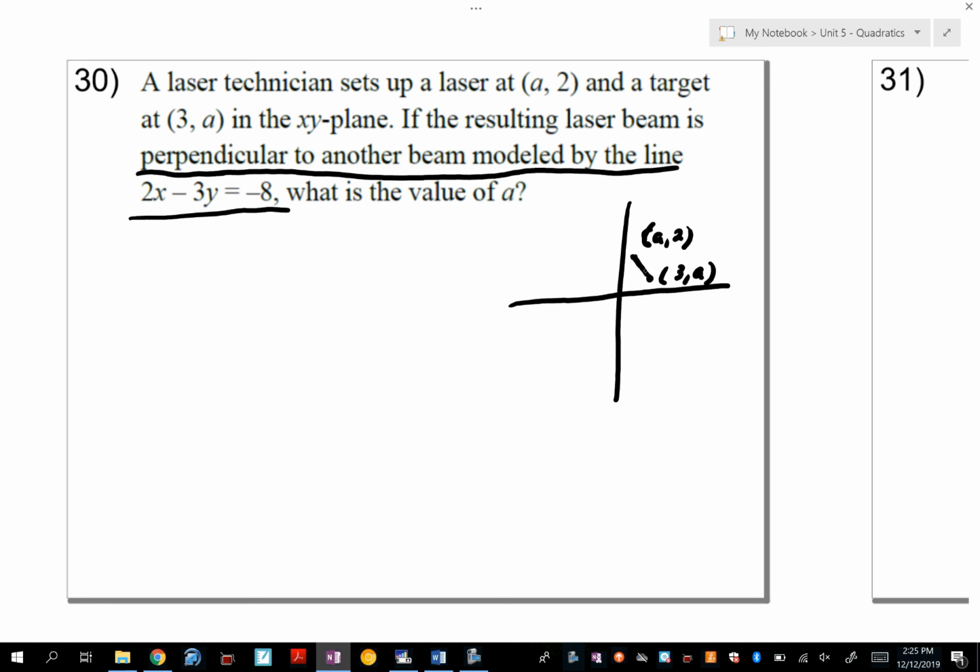Now, when I see those 2 points on that line, my first thought is, what's the equation of that line? So I'm going to find the slope. Oh man, I'm losing it. Come on. There we go.